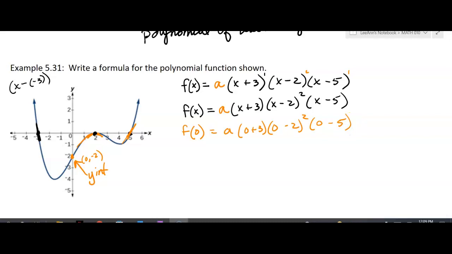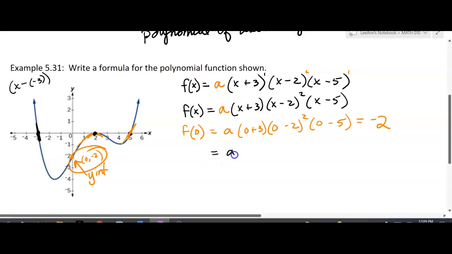So we're evaluating the function at 0. So I put all the zeros in. But we know what this equals. It equals -2, right? Because we know if we evaluate at 0, it's going to be -2. This is what allows us to find a. All right, so now we have to do a little bit of work. We get a times 3 times -2 squared times -5 equaling -2.